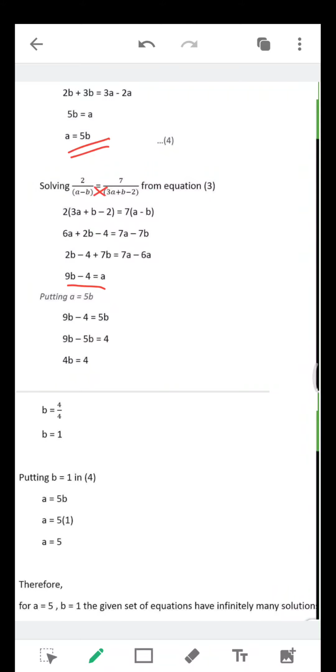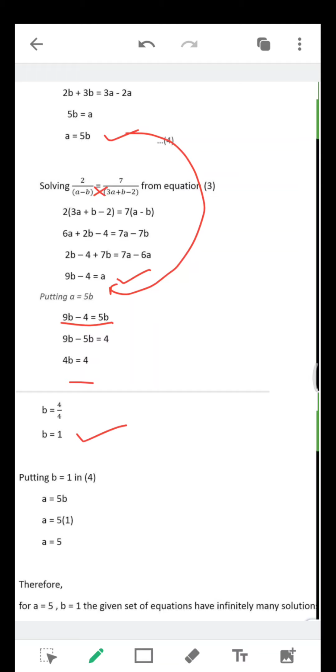Now I can use the substitution method. So we have got two equations here. One is a is equal to 5b, another is 9b minus 4 is equal to a. I'll put this a value here in place of a. So what happens? 9b minus 4 is equal to 5b, and 9b minus 5b is equal to 4 by transposing, and 4b is equal to 4. So b is equal to 4 by 4, that is 1.